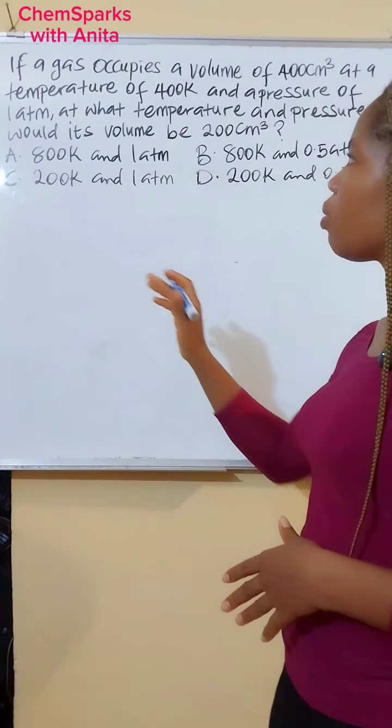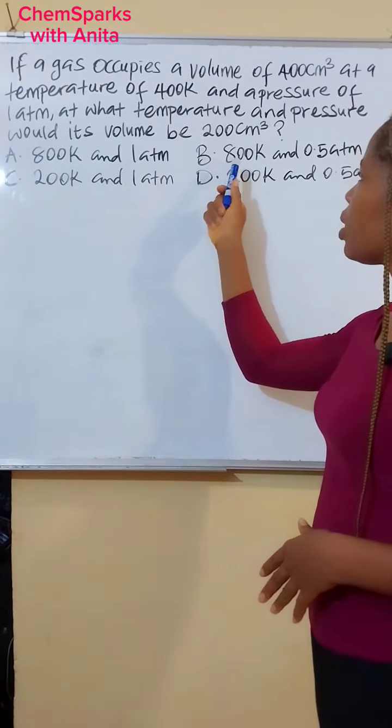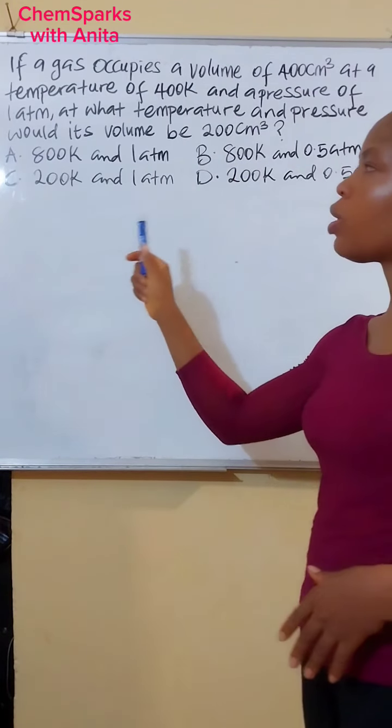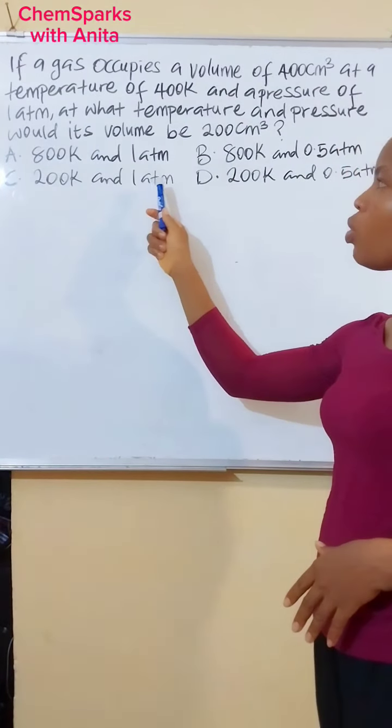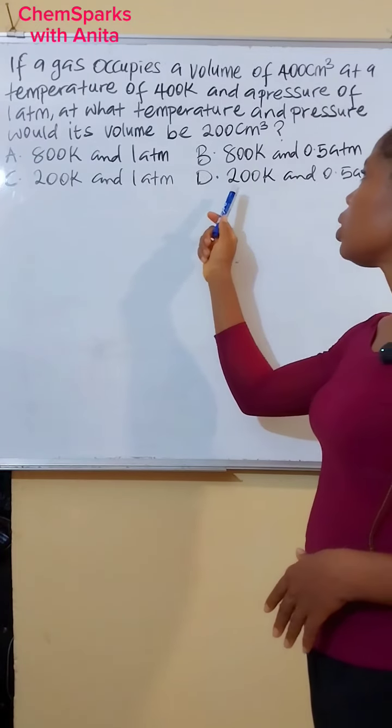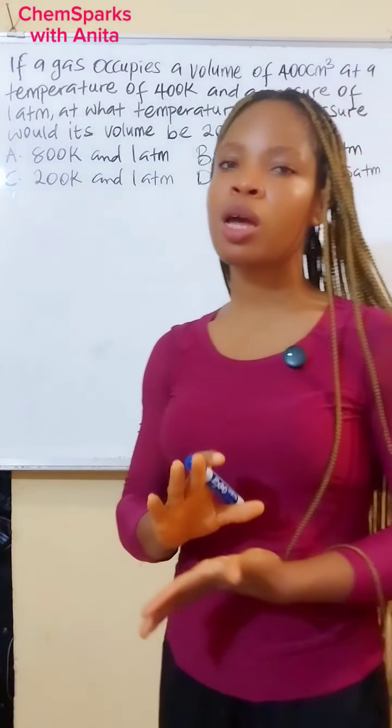Option A is 800 Kelvin and 1 atmosphere. Option B is 800 Kelvin and 0.5 atmosphere. Option C is 200 Kelvin and 1 atmosphere. Then option D is 200 Kelvin and 0.5 atmosphere.